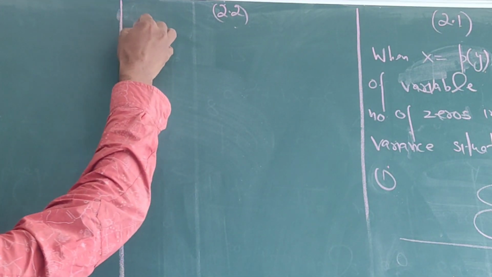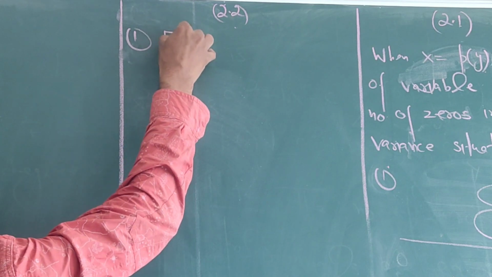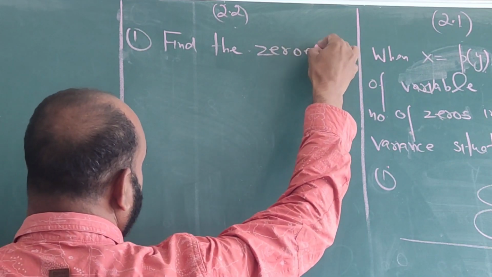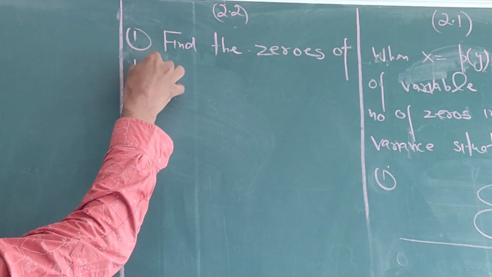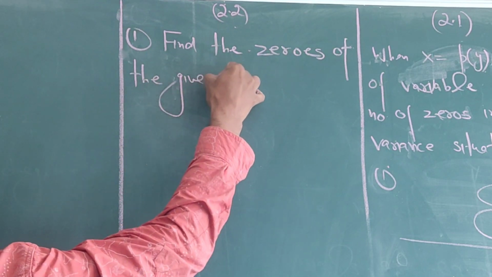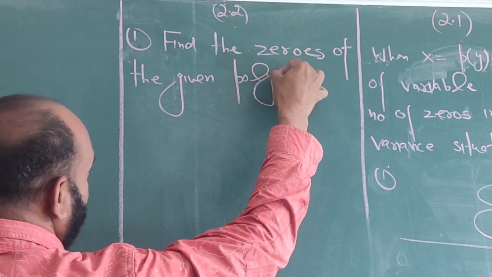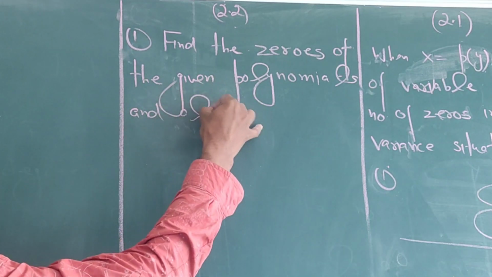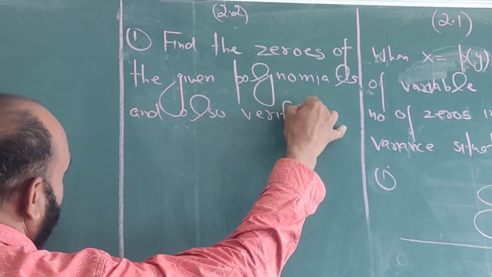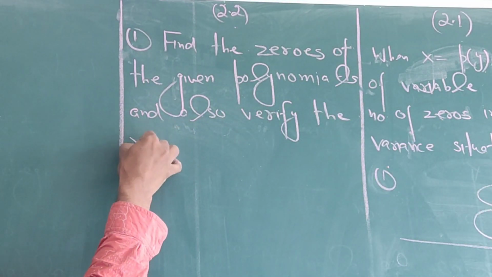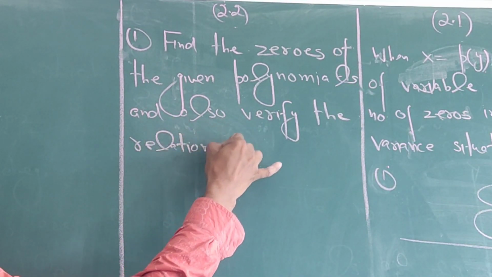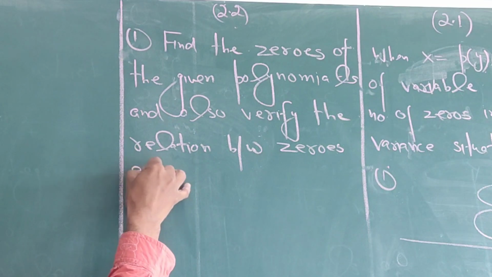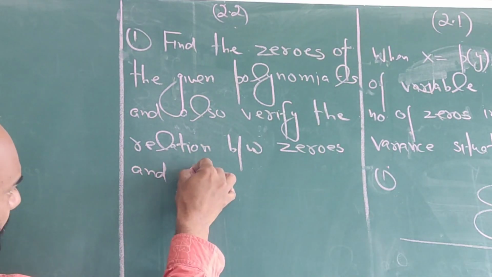In exercise 2.2, its first question is: find the zeros of the given polynomials, and also verify the relation between zeros and coefficients of the polynomial.